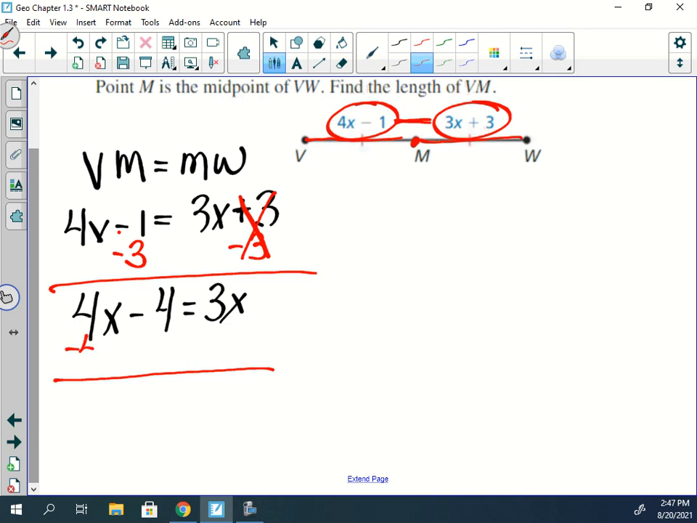So what we need to do next is subtract 4x from both sides, because we need to move the x's from the left side over to the right, because the ones on the right are already by themselves. So we need to get the rest of the x's onto the same side.